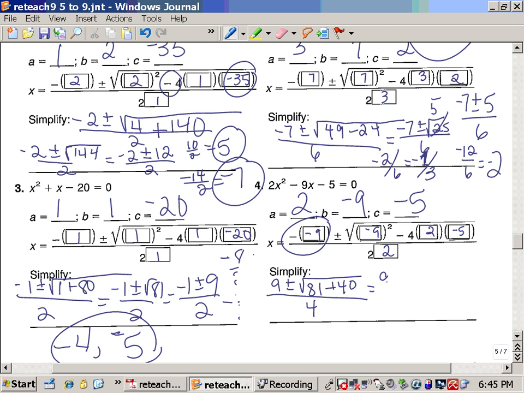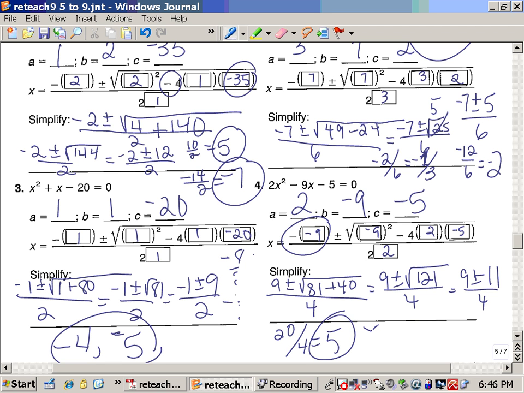That gives me 9 plus or minus the square root of 121 over 4, which is 9 plus or minus 11 over 4. 9 plus 11 is 20. 20 divided by 4 is 5. 9 minus 11 is negative 2. Negative 2 over 4 is negative 1/2.